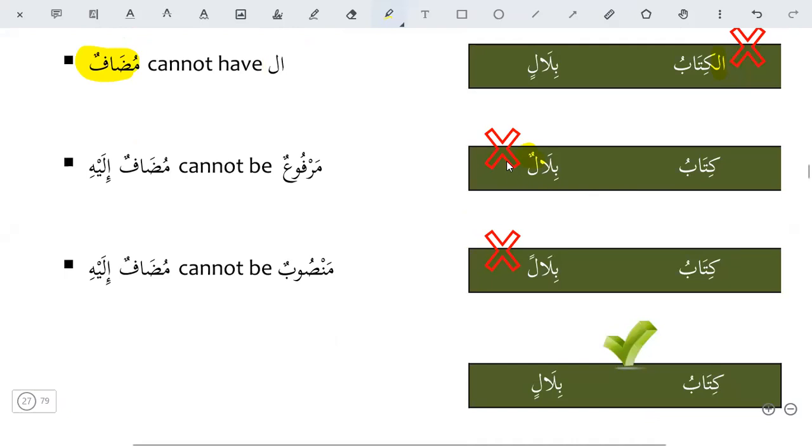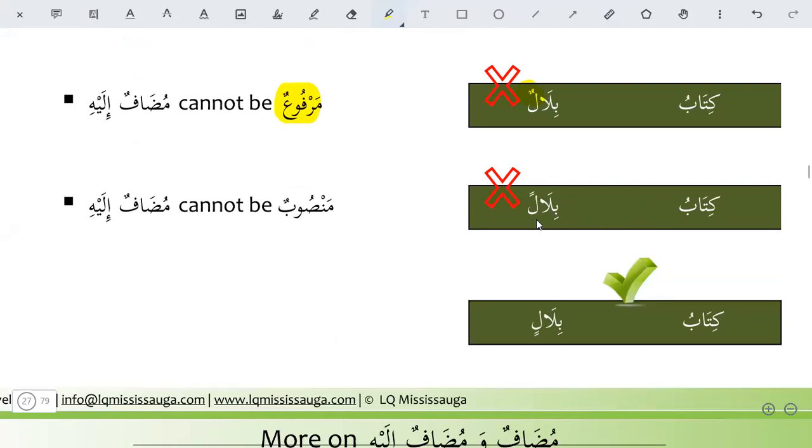This is also incorrect because mudaf ilay cannot be marfu. Marfu means it cannot take dhamma. Kitabu bilalan. This is also incorrect because mudaf ilay cannot be mansub, cannot be in an accusative case.